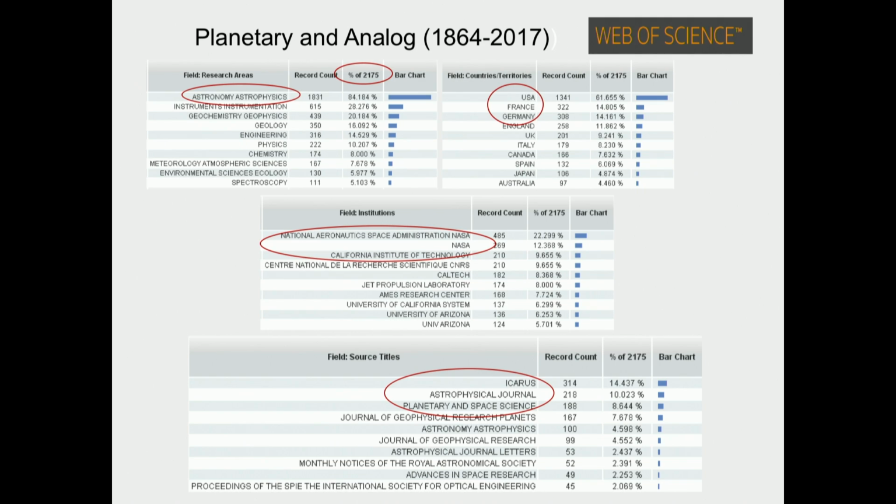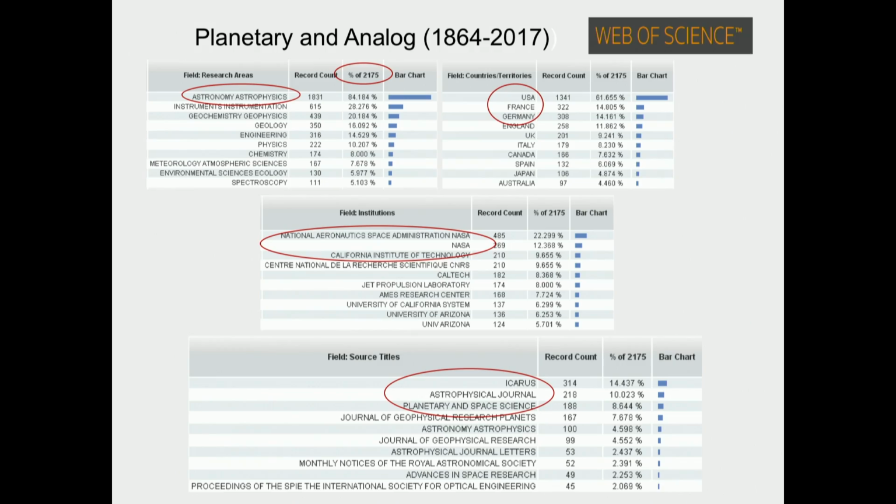With regards to the countries, of course, USA, France, Germany, England, UK, Italy, and this is the relation of numbers of records. With regards to field institutions, of course, NASA and Caltech, the California Institute of Technology, or the CNRS, Caltech again, JPL. And the source titles, these are the journals in which you can find the information: Icarus, Astrophysical Journal, and Planetary and Space Science. These are the main, Journal of Geophysical Research Planets.